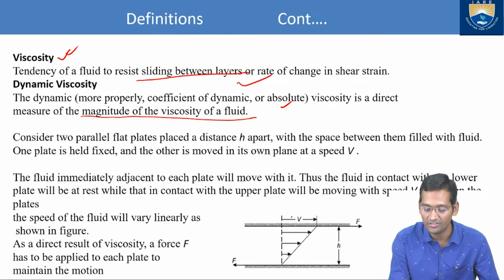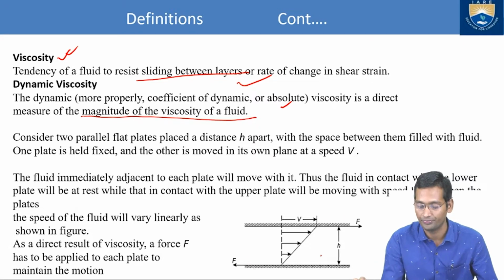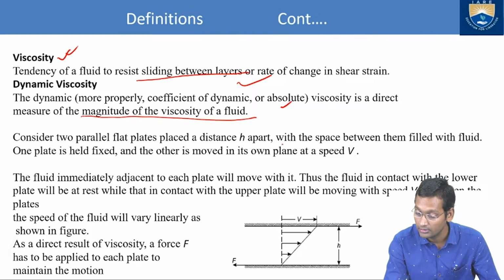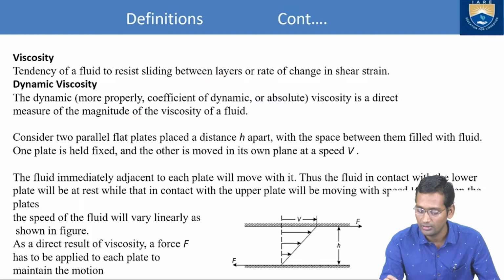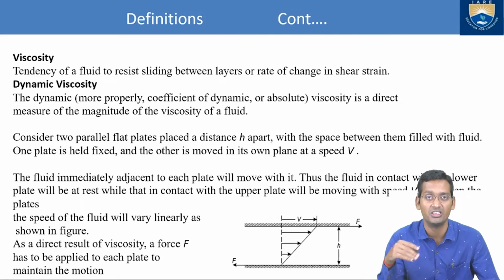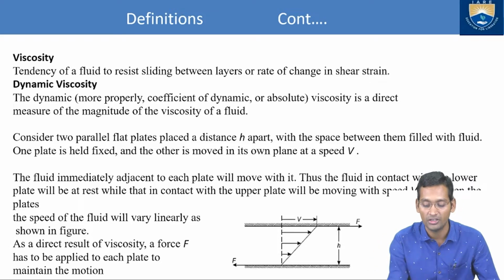For that we are considering two layers, two surfaces. One is kept fixed and the other one is moving. Suppose water is there: two parallel plates placed a distance h apart. In between, water or any fluid is filled. It's not necessary that it's water; it depends upon how much viscosity there is. Water has less viscosity. If you put honey, it has more viscosity, and it won't allow that much movement. So that depends on that.